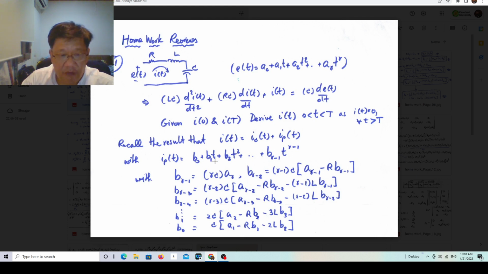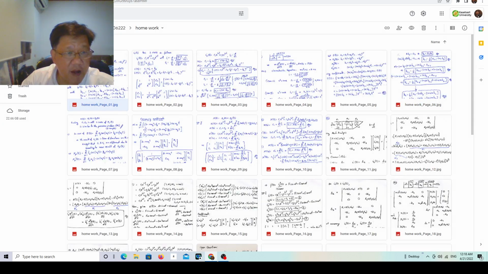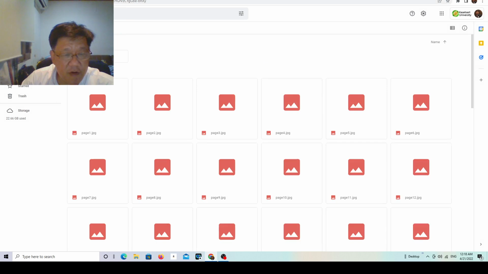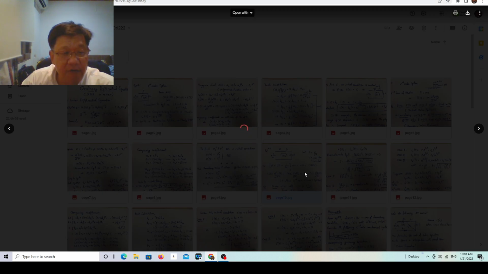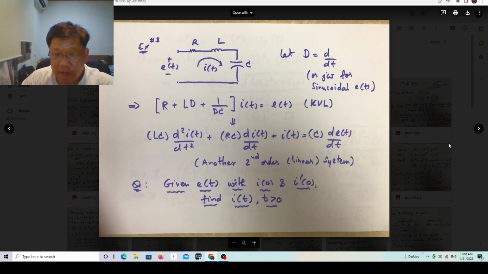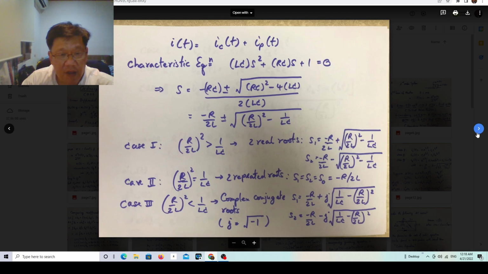And therefore it's obvious in this case that the complementary solution is the same. It's the same as what we did in the lecture notes. This general solution here, this is the resulting equation we explained before. You can go back. And this is the complementary solution. The complementary solution is the same.